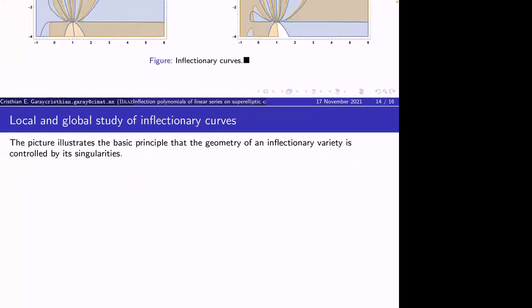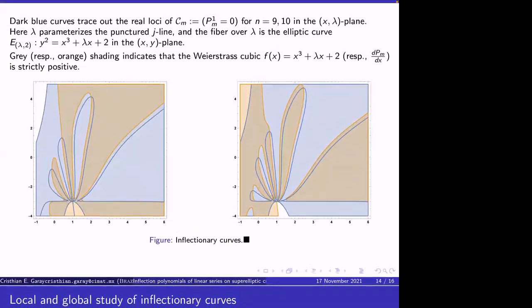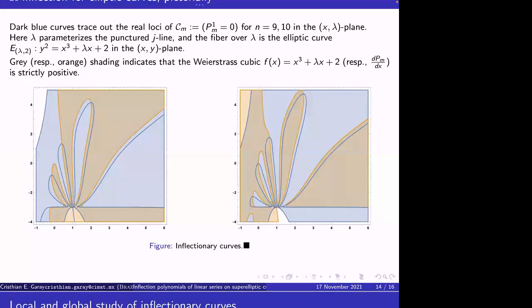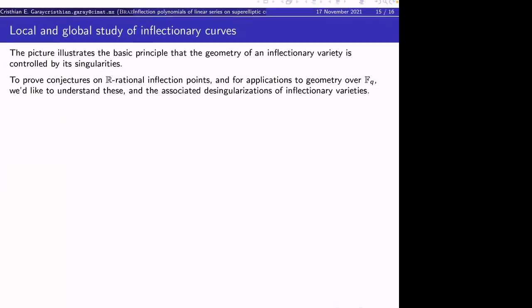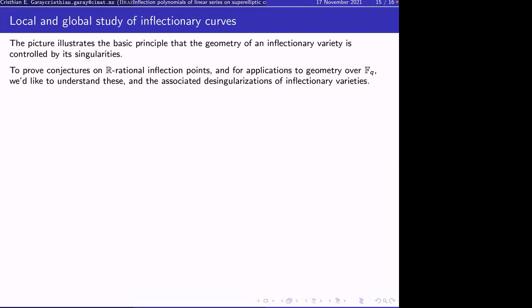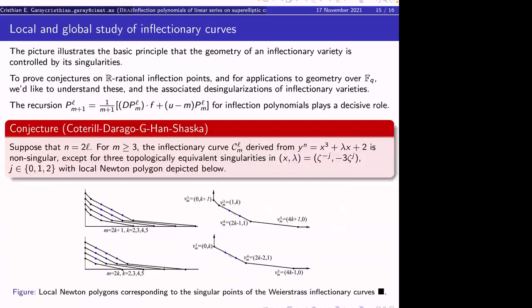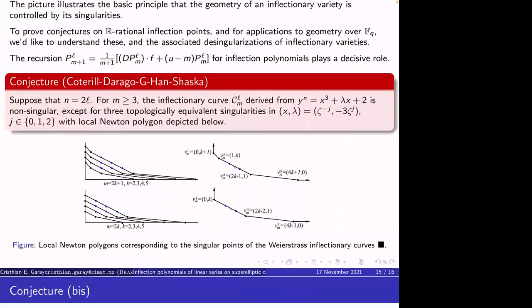Anyways, let me go on. Here there is some striking fact: the singularity, which is the point minus three on the vertical lambda axis, there is a singularity of the pencil, and the topology of the curve is controlled in some sense by this singularity. So this tells you that we should pay attention to the singularities of the inflectionary curves. And this is what we did in our paper.